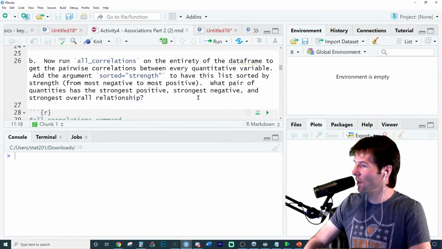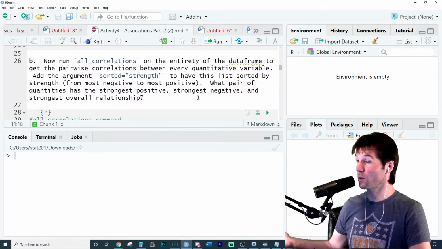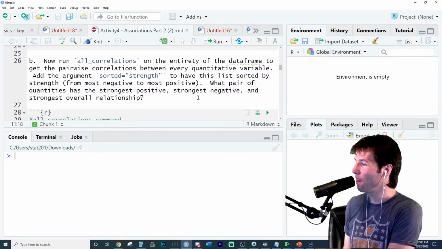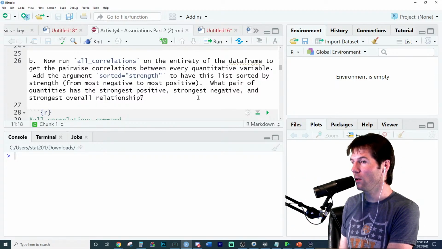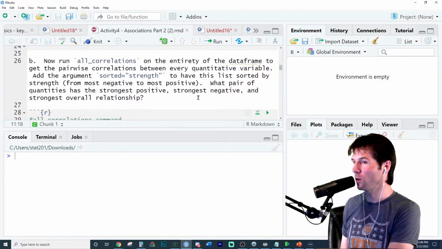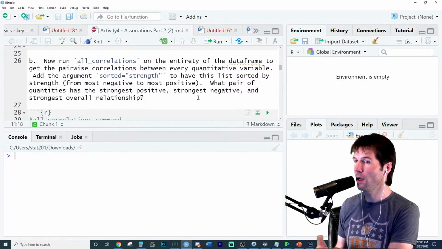Run the all correlations. I think this is the one right here, James, you were asking about. And put those questions in the chat, and we'll do as many as we can. We got an hour and a half, so we got this. We got activity 4, question 1B right here. Run all correlations on the entirety of the data frame to get the pairwise correlations between every quantitative variable. Add the argument sorted equals strength to have the list sorted by strength from most negative to most positive. What pair of quantities have the strongest, most negative, strongest positive, and strongest overall?